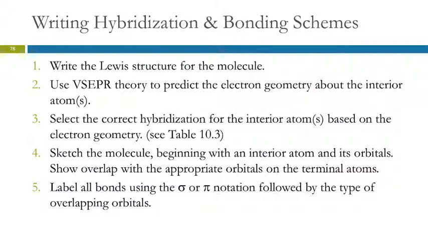So here's our set of instructions. First, you start with the Lewis structure for the molecule. Use VSEPR theory to predict the electron geometry. That's looking at the number of electron groups. Then you're going to select the correct hybridization scheme based on the number of electron groups. Then we can sketch the molecule, start with the interior atom and its orbitals, and then show how it overlaps with the appropriate orbitals on the terminal atoms. We can label all the bonds using sigma or pi notation, followed by the type of the overlapping orbitals.